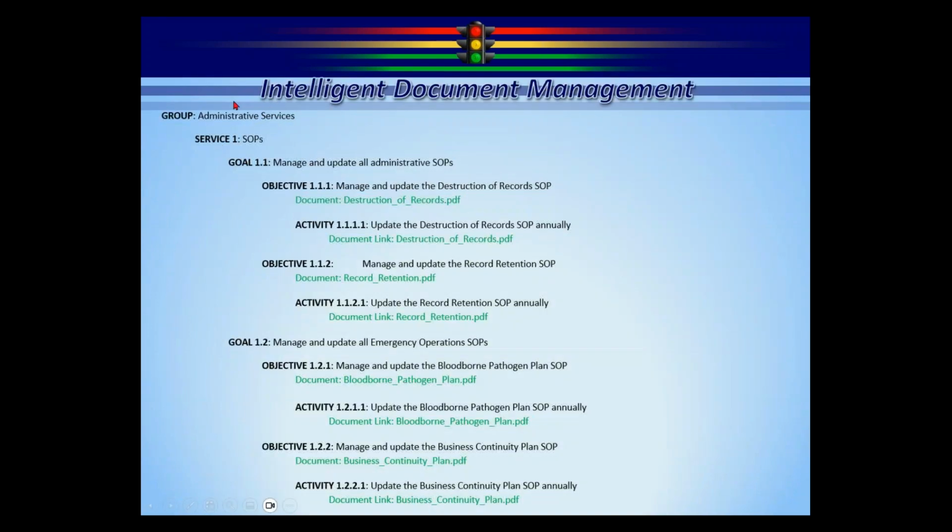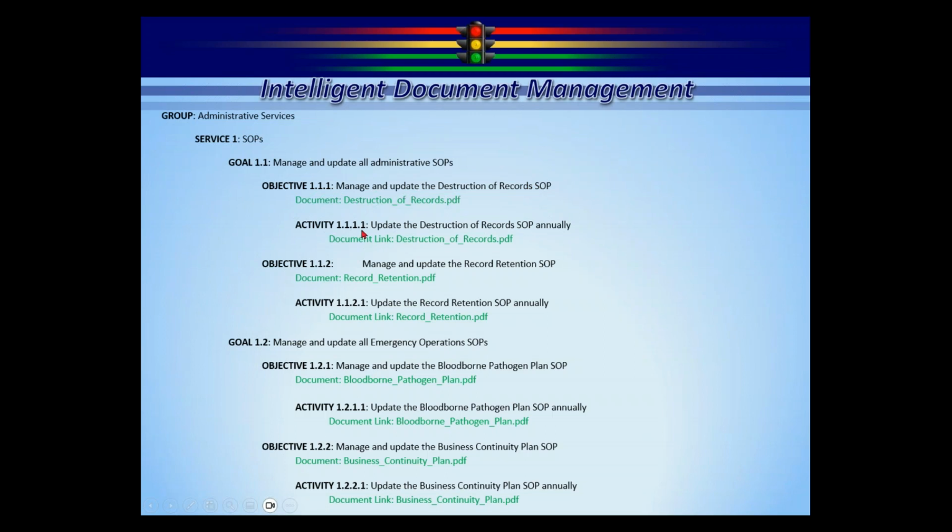You have a group called administrative services, let's say. Underneath there, you create an SOP, or standard operating procedure, service. You might have a goal that says manage and update all administrative SOPs. Then you've got a goal down here that says manage and update all emergency operations SOPs. And then you might have a bunch of other goals for different categories of operating procedures in here. Under here, you might have an objective that says manage and update the destruction of records SOP. So a very specific SOP. And this is the document that's attached to the objective.